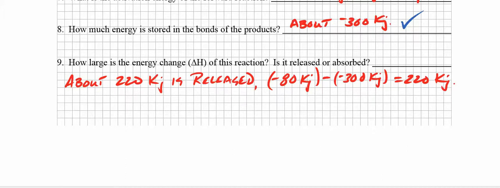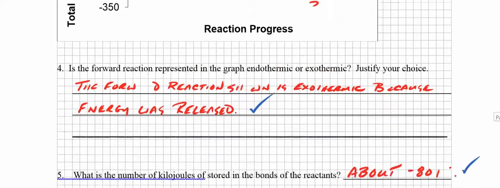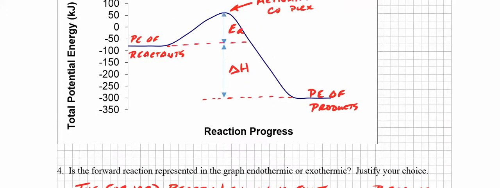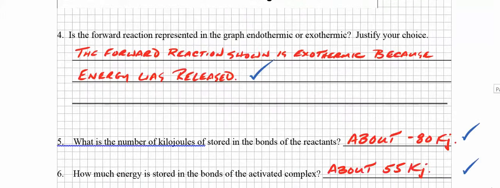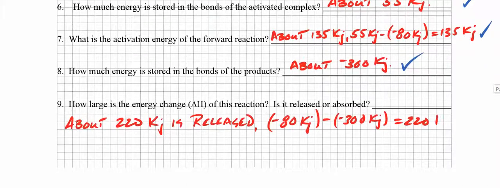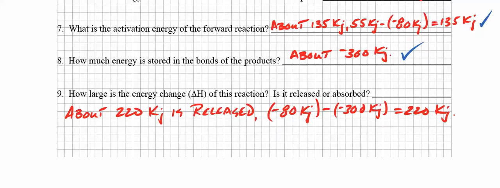Remember, we started with negative 80 kilojoules. So negative 80 kilojoules was the amount of potential energy stored in the reactants. And we went down to negative 300. That difference between negative 80 and negative 300 is the enthalpy change, delta H. All right? So that's how much energy will be released.